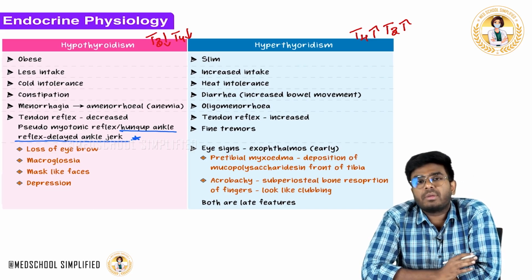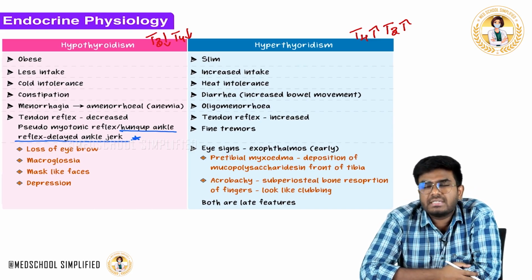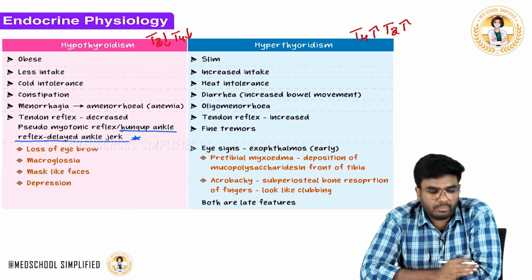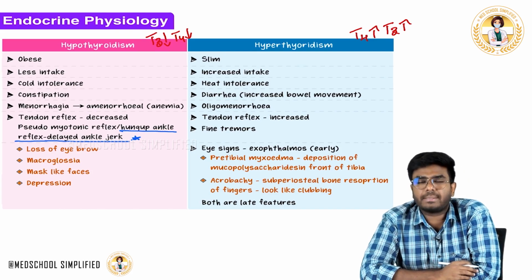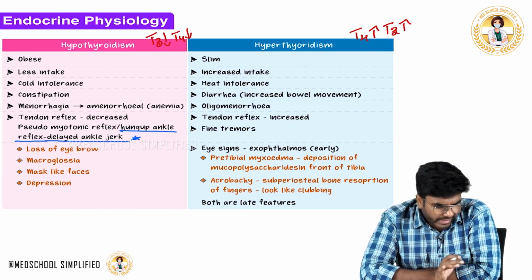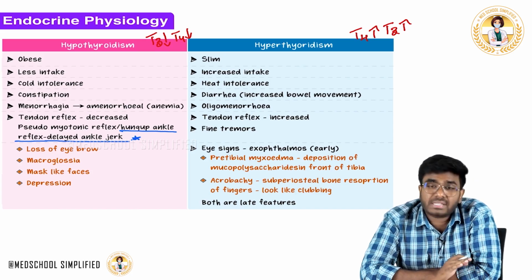Okay, see, you have to answer hyperthyroidism. Why I am saying so specifically is, myxedema is something which is seen in both hypothyroidism as well as hyperthyroidism. What exactly is myxedema, I will discuss in a minute. But myxedema is seen in both hypo as well as hyperthyroidism.